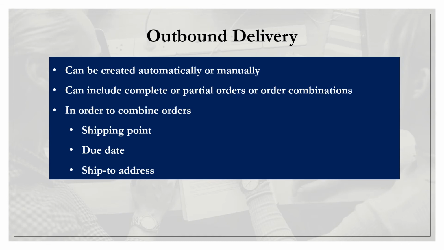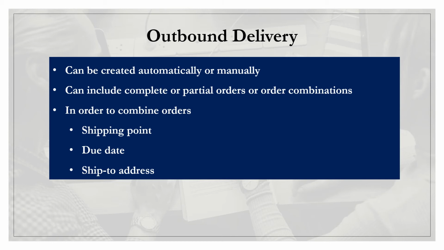A few other facts: the outbound delivery document can be created automatically by the system or manually, and it can include a complete or partial order, or a combination of orders. When we say partial, maybe we don't have certain products and they're on back order. So we can ship out one portion of it, or maybe we ship out 6 out of 10. That could be your partial order.